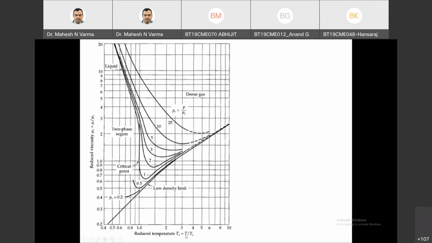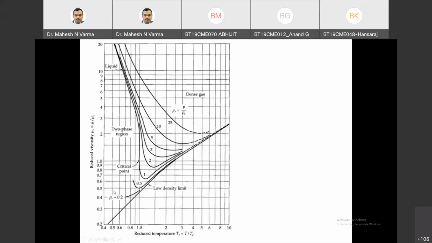So this is the ratio of the given temperature to the critical temperature of the material. Hope everybody knows the critical property. Every compound will have some critical temperature and pressure, and then they have observed this variation of critical pressure. So at given critical temperature and critical pressure, this will be the reduced viscosity.